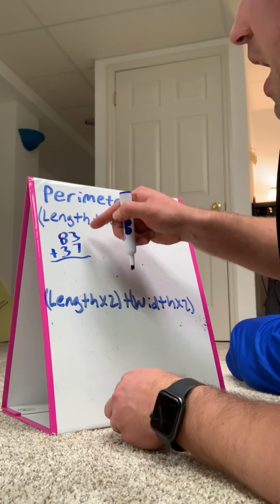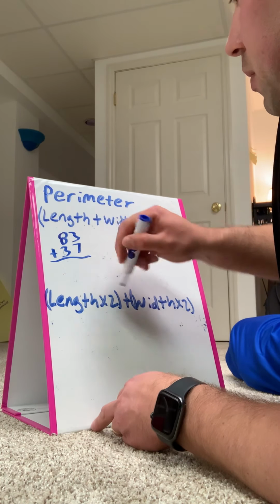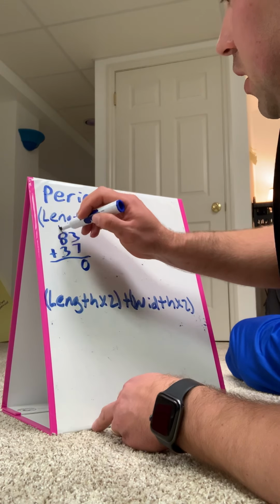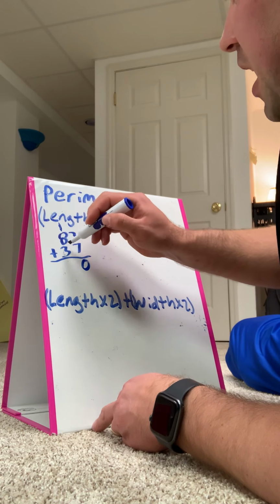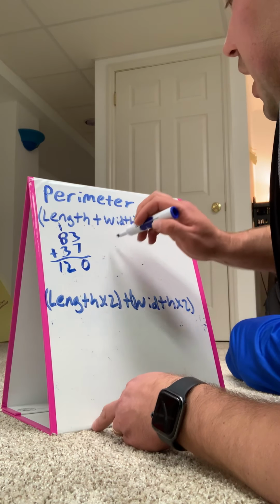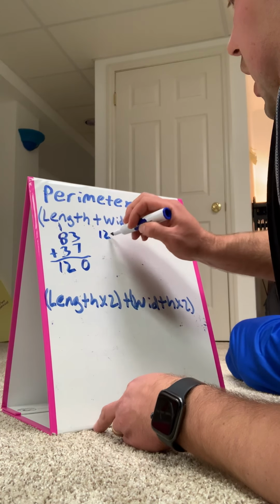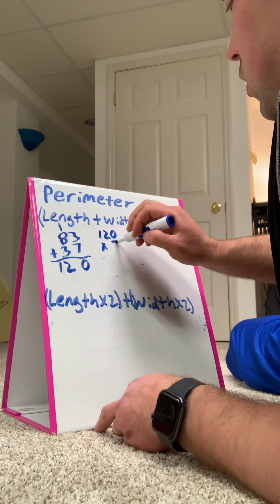So we can add it straight up and down like this. I always think it's easier to add this way. So 3 plus 7, that's going to give us 10. Carry my 1 up here. 1 plus 8 is 9, and then 9 plus 3 is 12. So basically it's 120. Now all we have to do, we could think of it as 120 times 2.